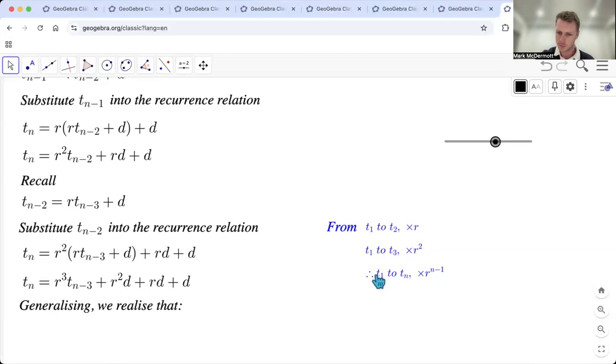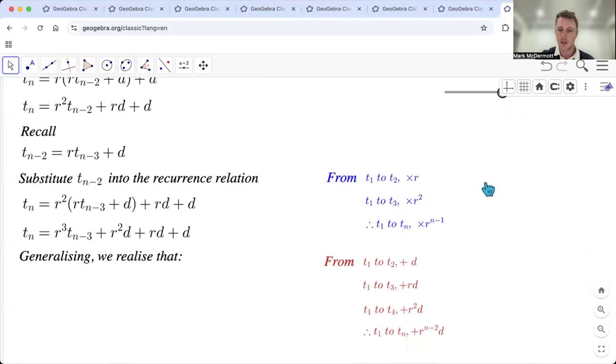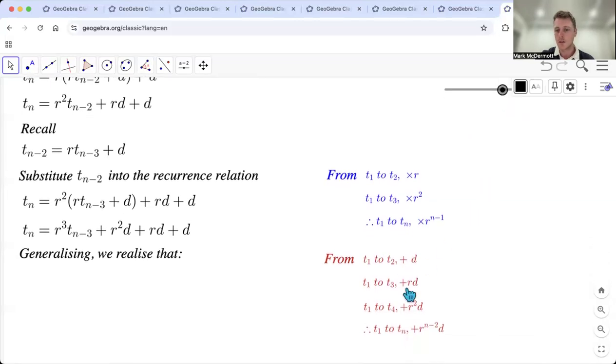That should make sense, because to go from 1 to 3, you multiplied by R squared. So to go from 1 to n, you multiply by R to the n minus 1, one less than the nth term. Okay, similar for the common difference. To go from T1 to T2, you add D. To go from T1 to T3, you would add R groups of D.